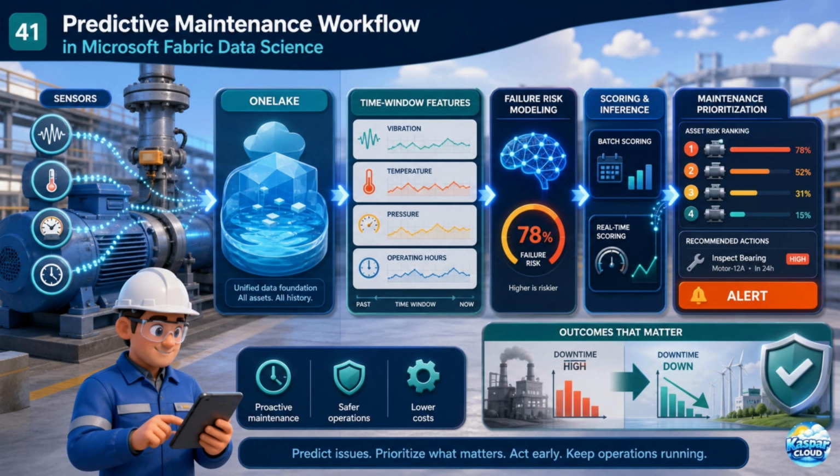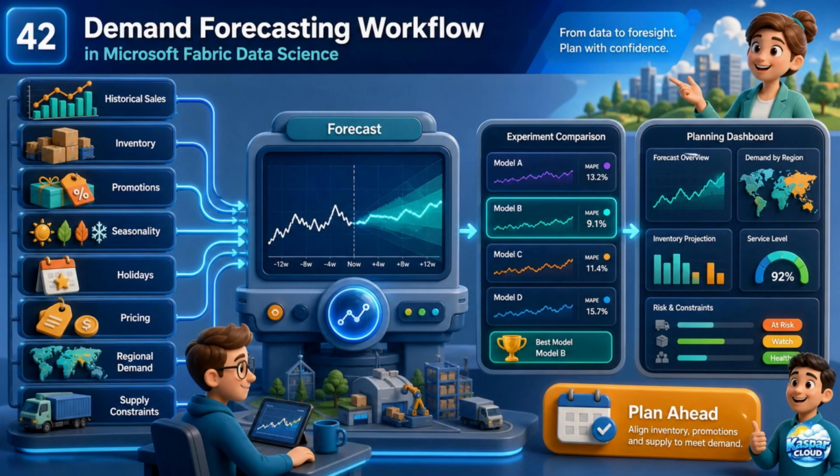The true value is not simply the existence of a model. The value comes from reduced downtime, safer operations, lower maintenance costs, and more effective planning across the business. A demand forecasting workflow highlights the importance of time series modeling. Historical sales, inventory levels, promotions, seasonality, holidays, pricing, regional demand patterns, and supply constraints can all be combined within Fabric. Data scientists can train forecasting models, track experiments, compare forecast accuracy, and publish forecasts into planning dashboards. Business users can then adjust inventory, staffing, procurement, and supply chain decisions based on those forecasts.